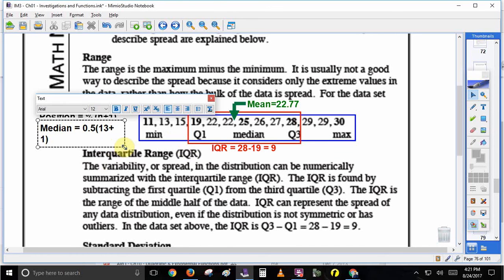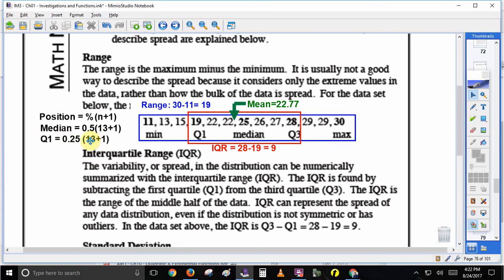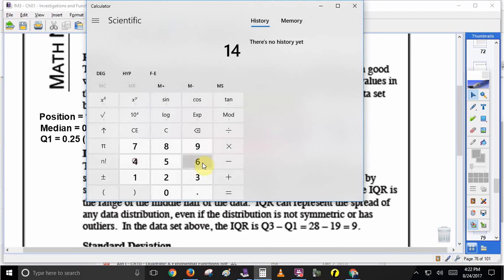Q2 is going to be at 0.5 times 13 plus 1. Q1 is going to be at 0.25 times 13 plus 1. And so 0.25 times 13 plus 1 is 14 times 0.25. So let's pop up our calculator here. 14 times 0.25 equals 3.5. So that means that our first quartile is actually going to be at the 3.5 position.